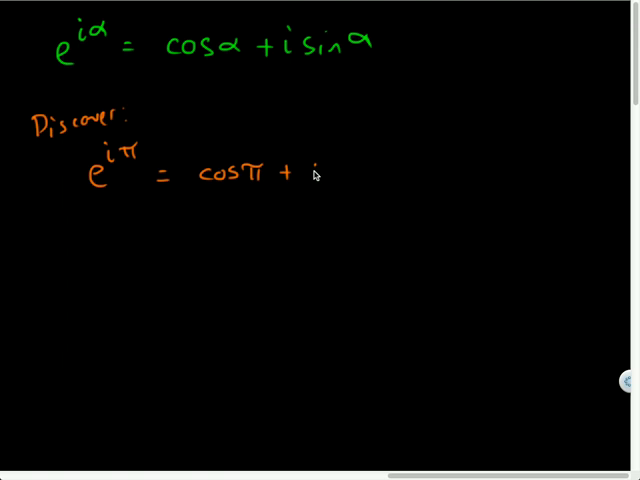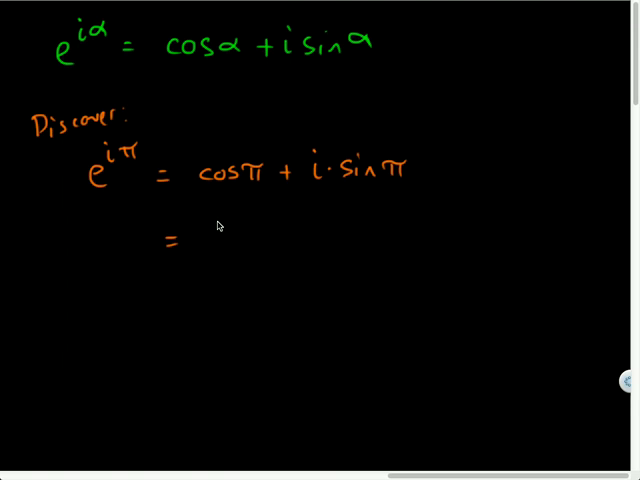So let's see how good we are with radians and our trig values. Cosine at pi. Pi is 180 degrees. Cosine is what? 0. No, 1.